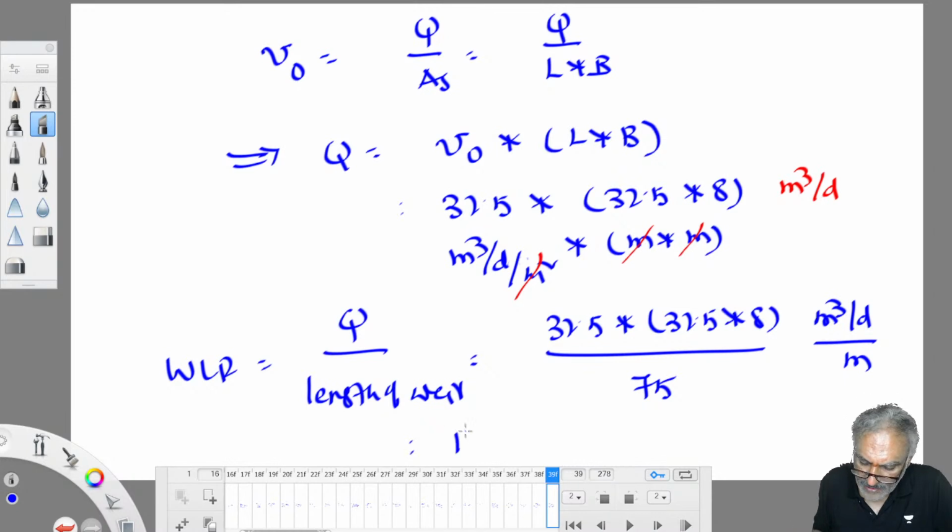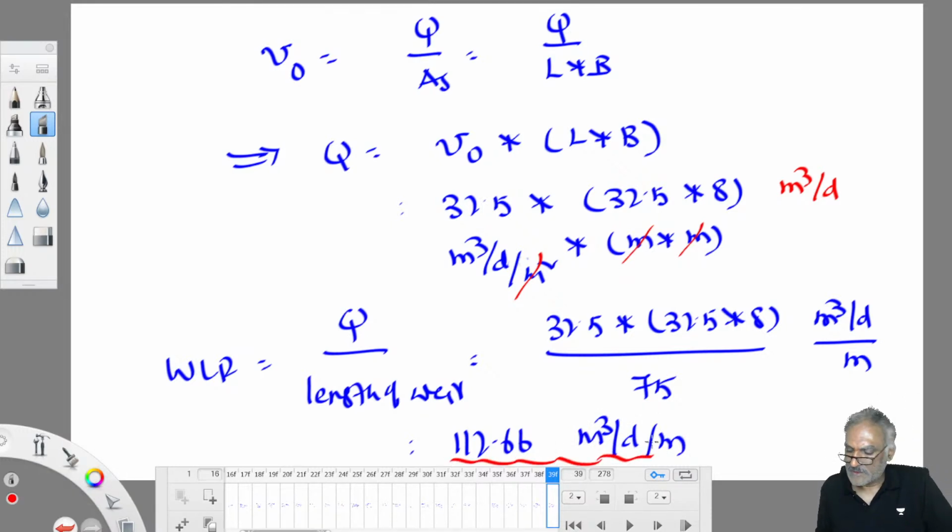It is 112.66 meter cube per day per meter. That was the answer for this question. So this is how we can work out problems in plain sedimentation tank.